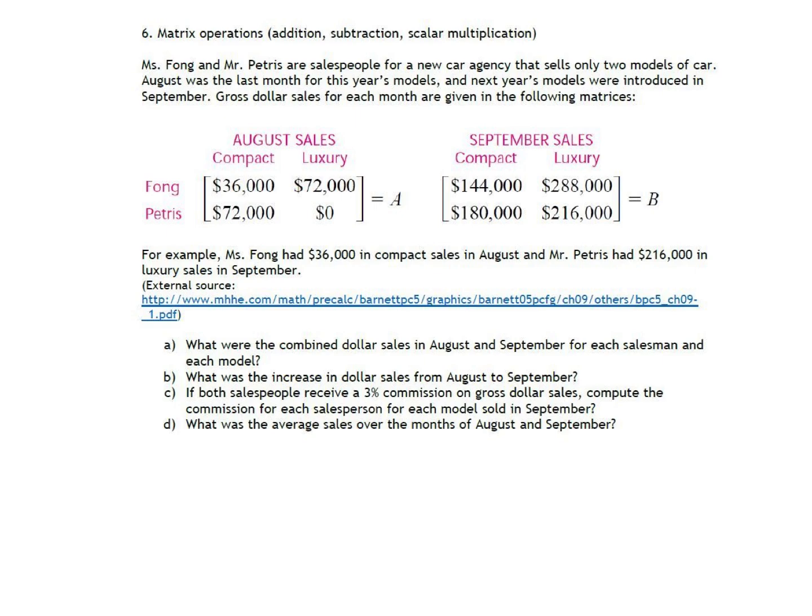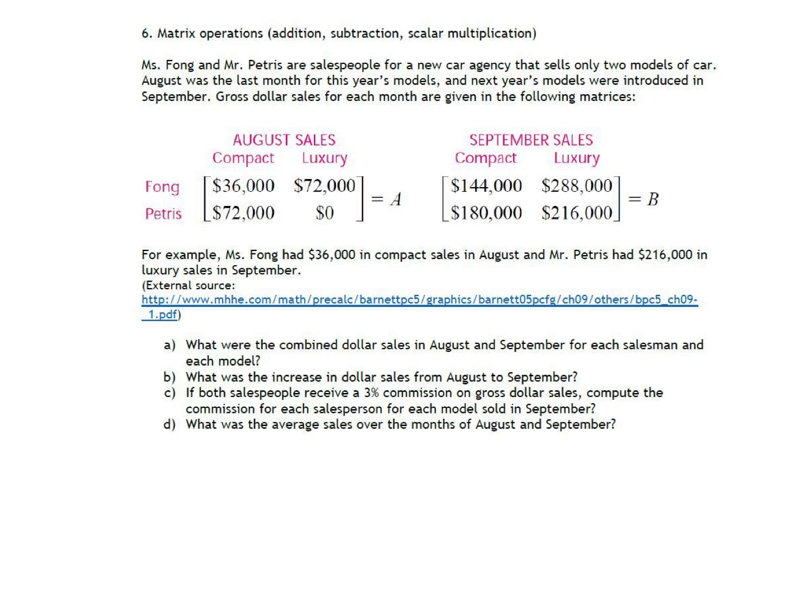This question I have borrowed from another resource, McGraw-Hill resource, because it did offer another comprehensive look at the use of matrices. The question reads, Ms. Fong and Mr. Petrus are salespeople for a new car agency that sells only 2 models of cars. August was the last month for this year's models, and next year's models were introduced in September. Gross dollar sales for each month are given in the following matrices.